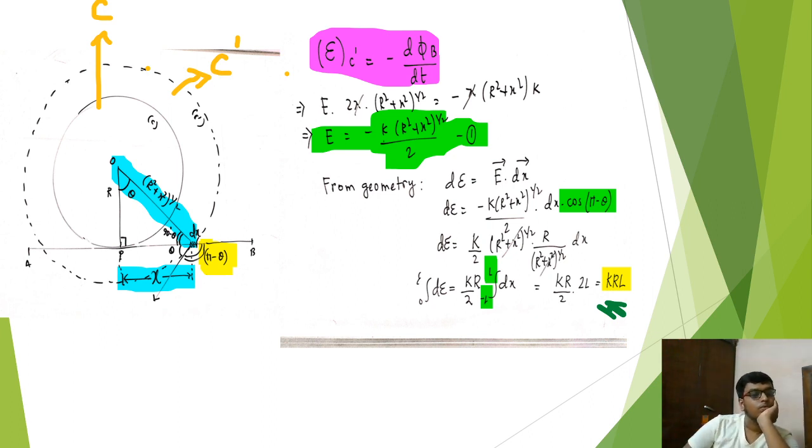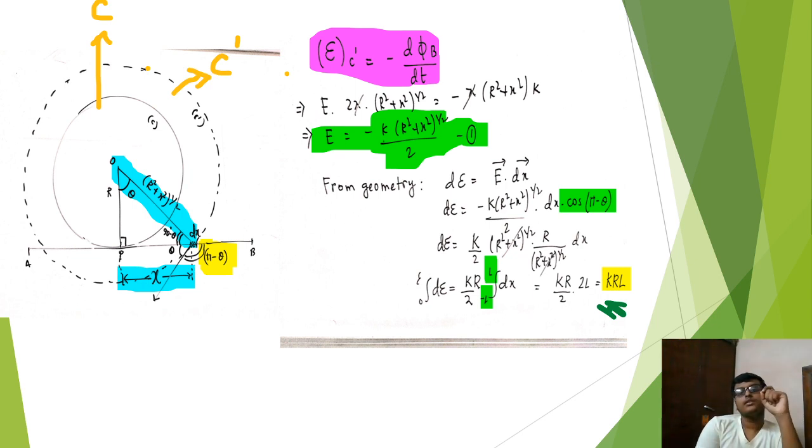Now, electric field along the entire path is tangential. In that sense, I get the direction of the electric field with respect to the line AB as pi minus theta. Pause the video and see I have highlighted it for you so that you don't misunderstand anything. Now from geometry, d epsilon is equal to E dot dx. This is an elementary path. See, I have written dx over here.